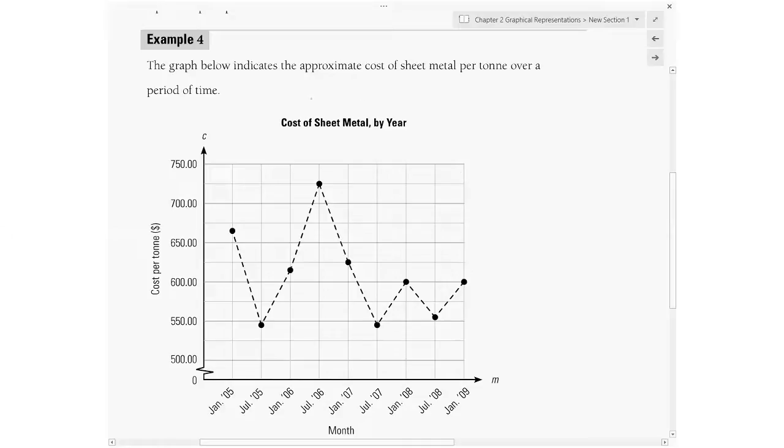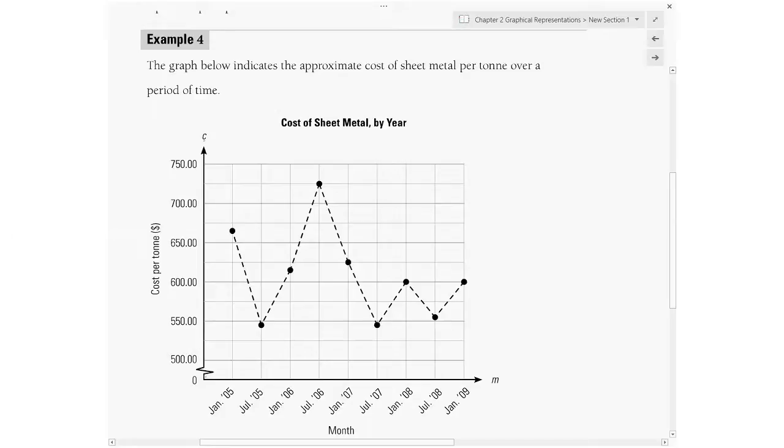So here we have the approximate cost of sheet metal per ton over a period of time. Here's our title, cost of sheet metal by year. We've labeled the cost per ton, and here's the month on the bottom. M is our variable for the horizontal axis. C is our variable for our vertical axis. Then we're going up by month, every 6 months. So we've got January of 2005, July of 2005, January 2006, etc.